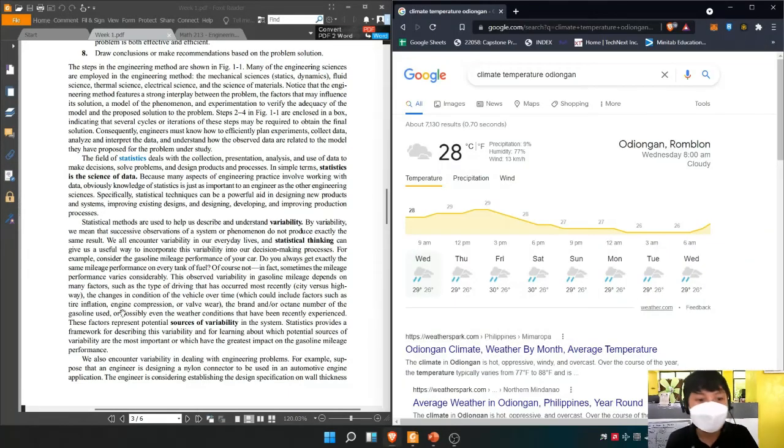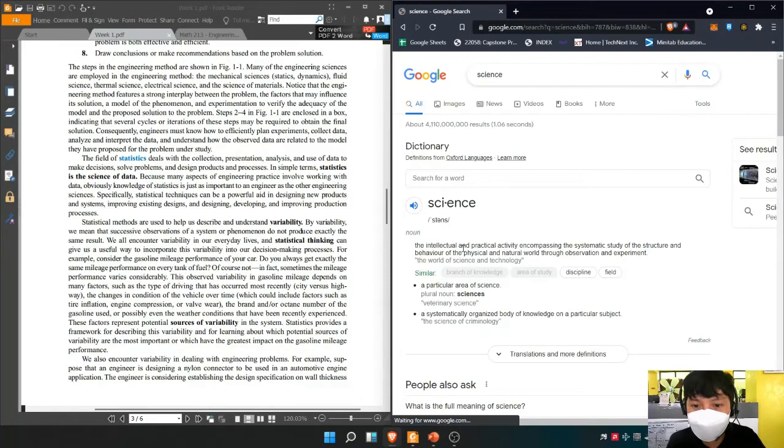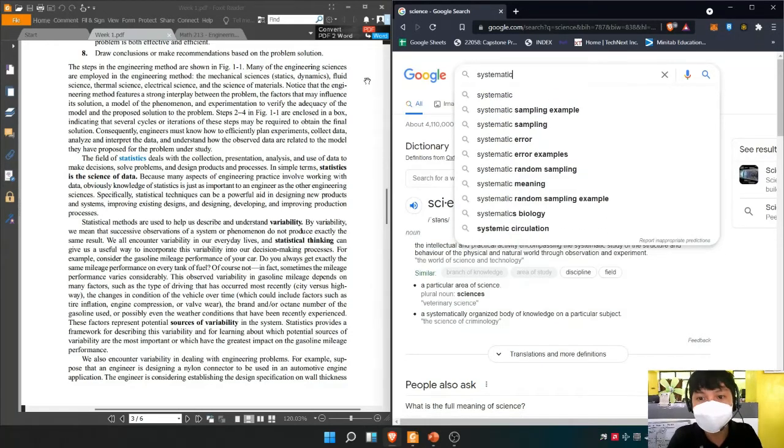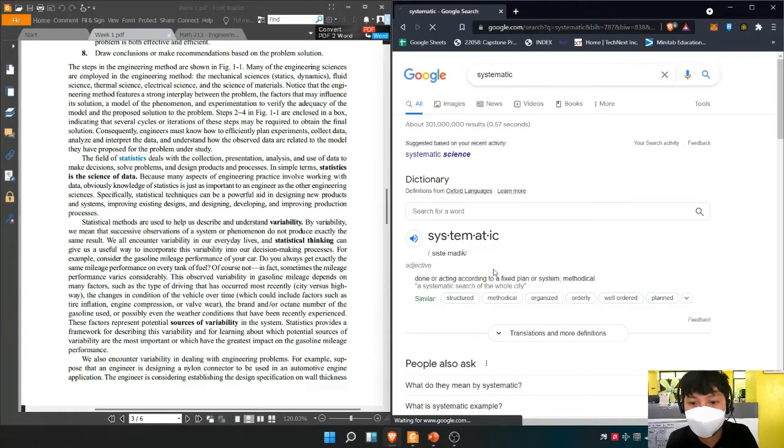Okay, so going back. Basically what we're saying is statistics is the science of data. So science. What is science, by the way? Science is the intellectual and practical activity encompassing the systematic study of the structure and behavior of the physical and natural world. Okay, let's break it down a bit. Systematic. When we say systematic, it has an order. Acting according to a fixed plan or system, or methodical.